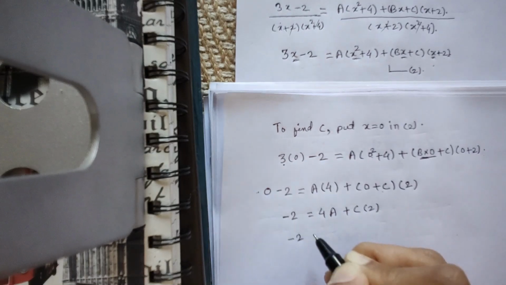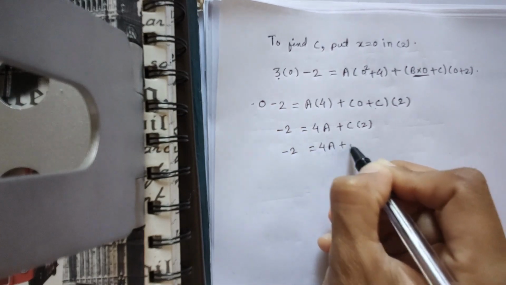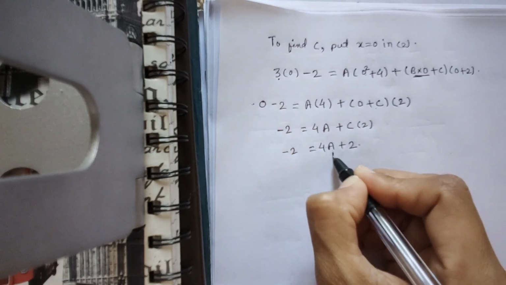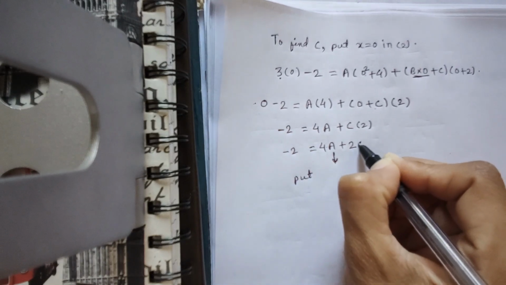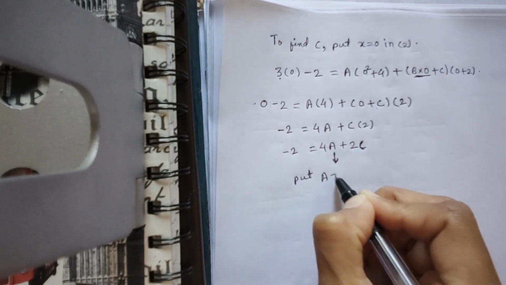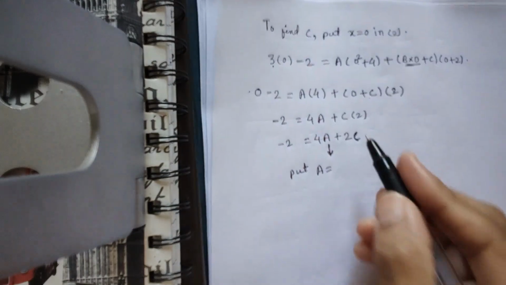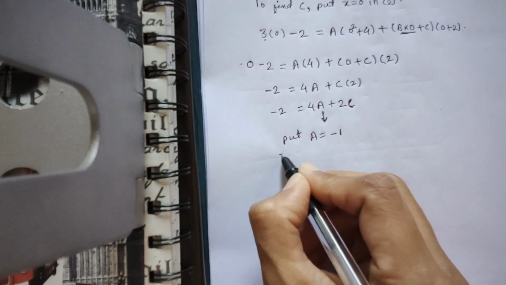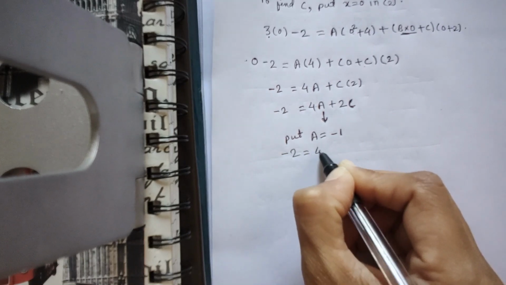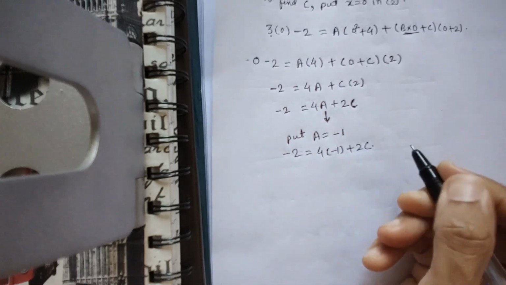So minus 2 equal to 4a plus 2c. Now the value of a I already know, right? Put a equal to... what is my value of a? I have calculated a equal to minus 1. So put a equal to minus 1. What will I get? Minus 2 equal to 4 into minus 1 plus 2c.